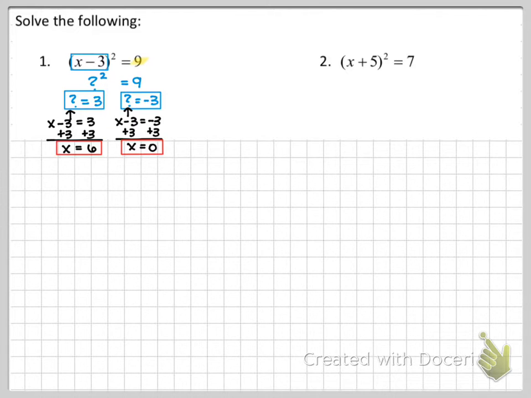So I have x trapped inside a set of parentheses with a plus 5. Okay, well, the 5's got to go at some point.